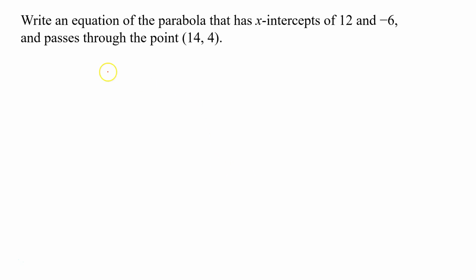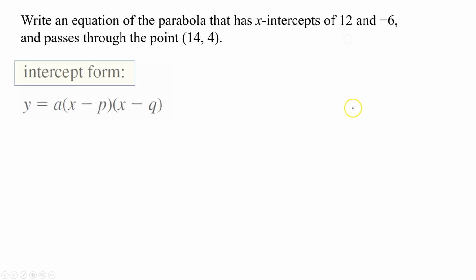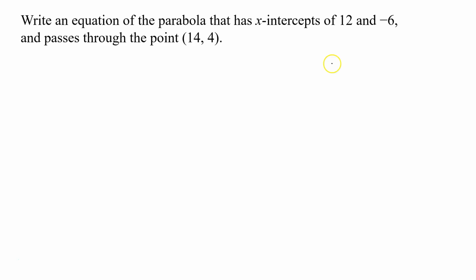Alright, so let's see how we would write an equation of the parabola that has x-intercepts of 12 and negative 6 and passes through the point (14, 4). Now, I always like to see a picture of any problem I'm doing, so I am going to make a rough sketch of this parabola.